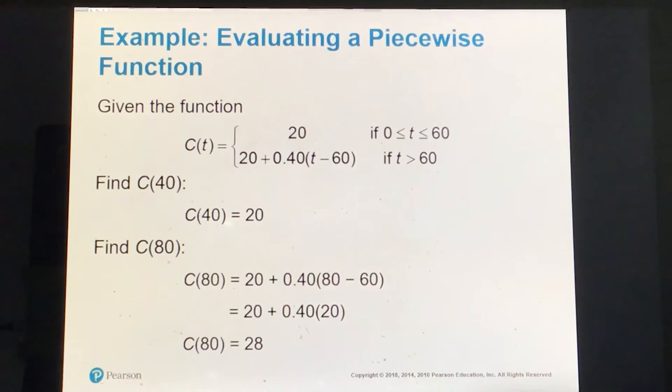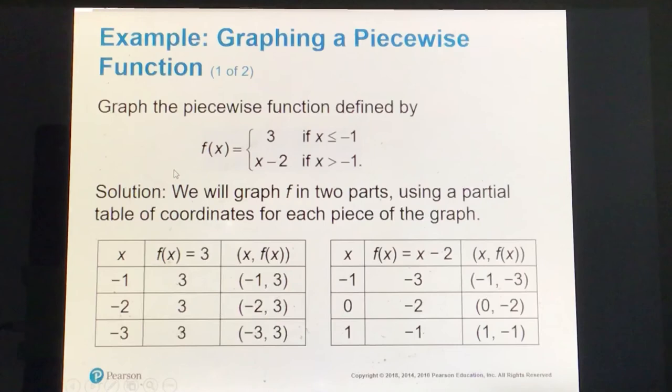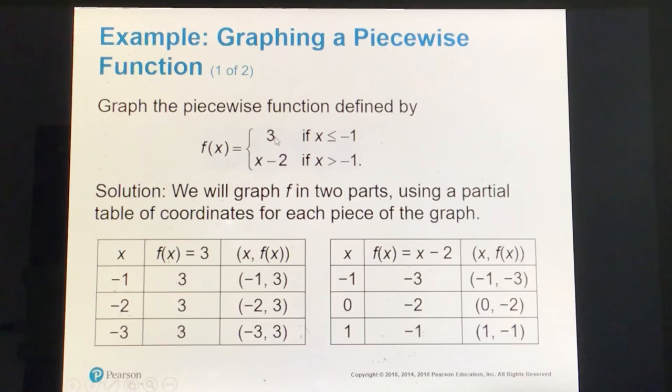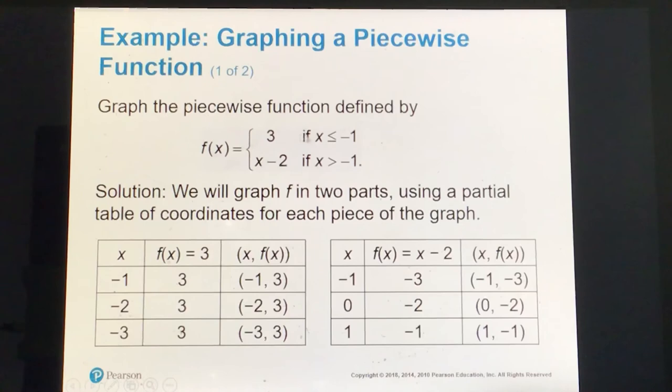The graph of one, you just break them up into parts. Three is just a horizontal line. So if I put in anything less than negative 1 or equal to it, you get 3. That would be like the minimal payment. Negative 1, negative 2, negative 3, you get 3.